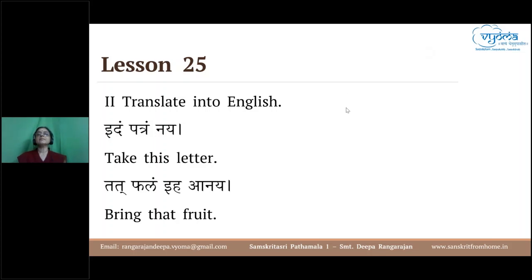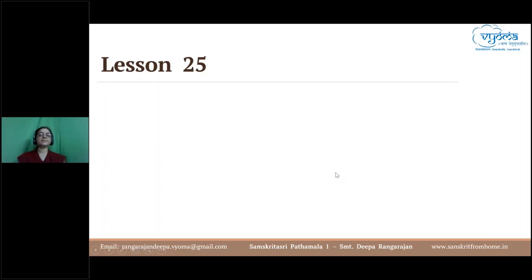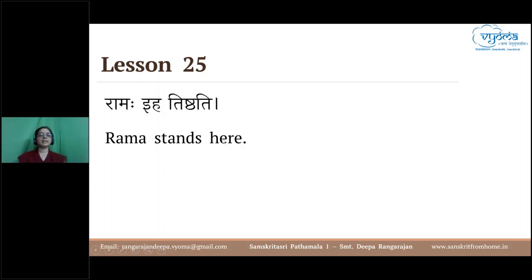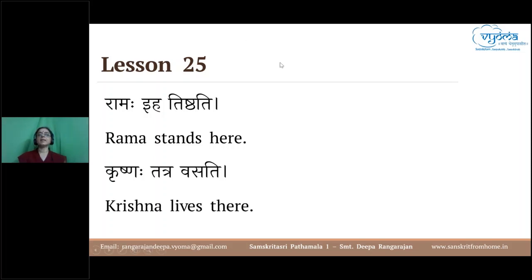Aparna Sekar. Ram Ram, namaste. Ramaha iha tishtati. Rama is standing here. Rama is the word. Iha means here. Rama is standing here. Krishnaha tatra vasati. Krishna lives there. Yes. Uttam. Dhanyavad. Thank you.